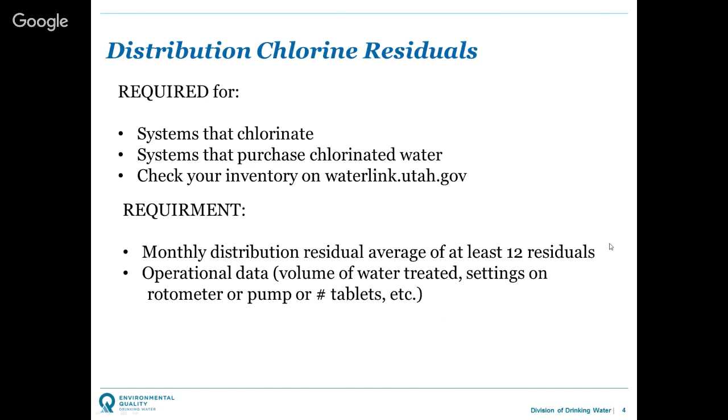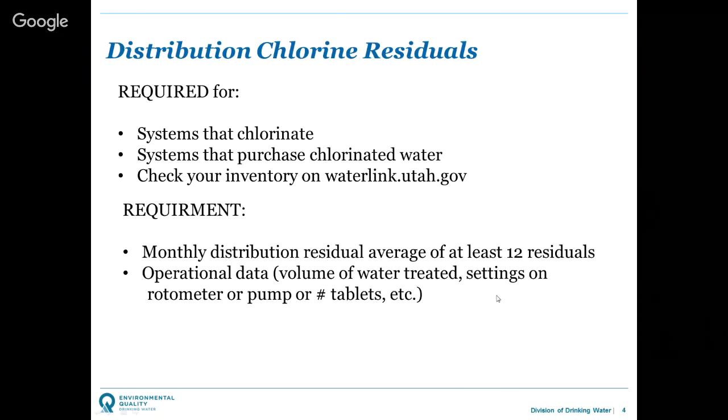The requirement is to get these residuals, and in addition, the rule requires that you submit operational data to us. What that operational data is, it's just an Excel spreadsheet where you show the volume of water treated, the settings on your rotometer, or the pump, or the number of tablets that you're using. The requirement is here to make sure that you're checking your treatment process. The operational data is not required for systems who are purchasing and not chlorinating themselves, just the residuals if that's your type of system.